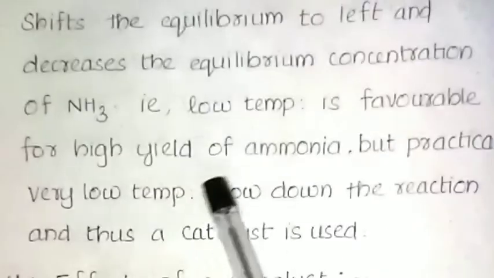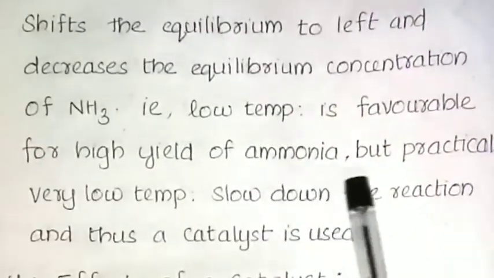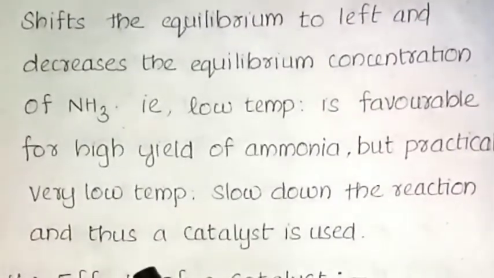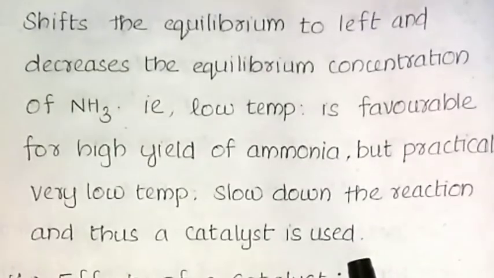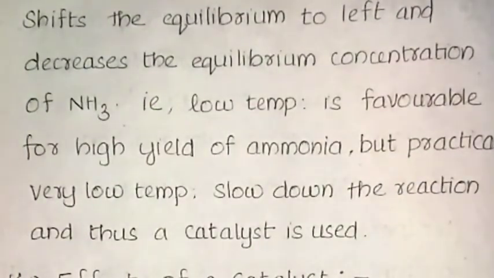So, in the case of preparation of ammonia, low temperature is favorable for high yield of ammonia. But practically very low temperature slows down the reaction and thus a catalyst is used. So, in the preparation of ammonia, low temperature is favorable because it is an exothermic process.